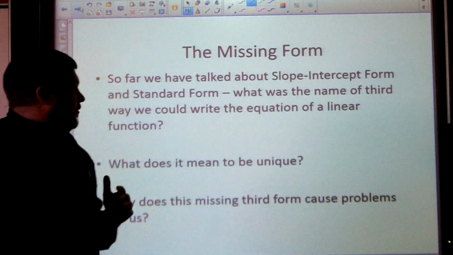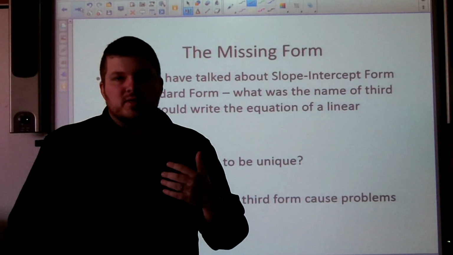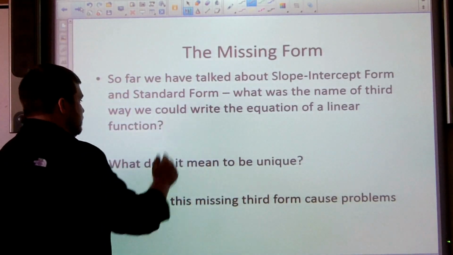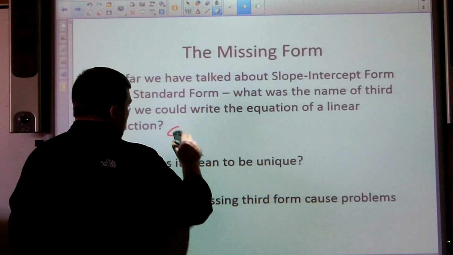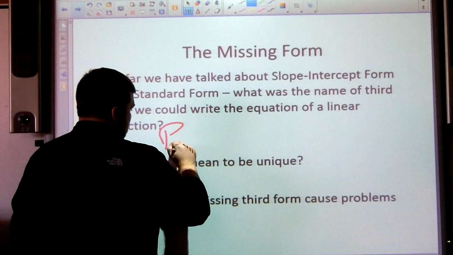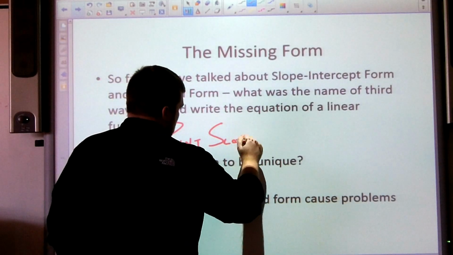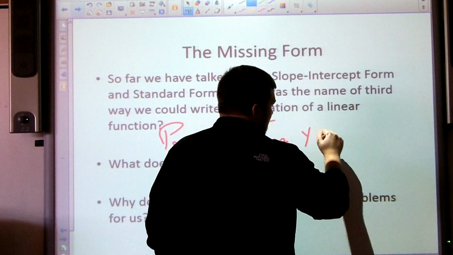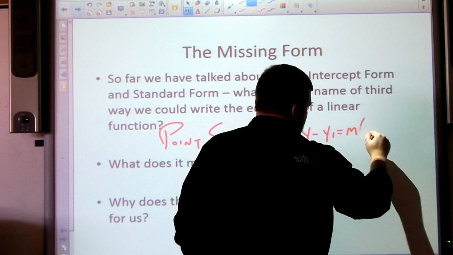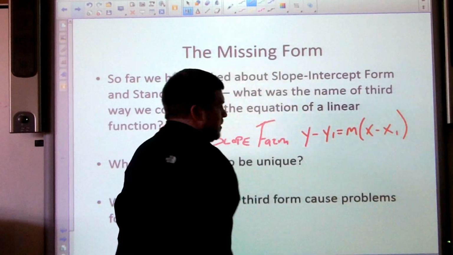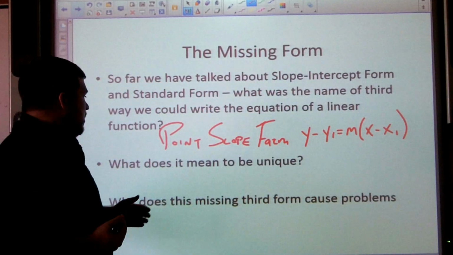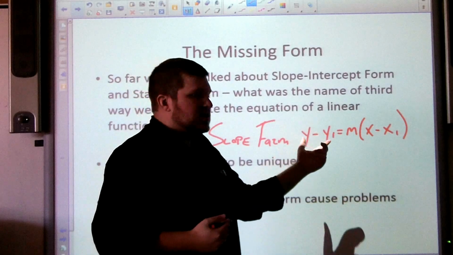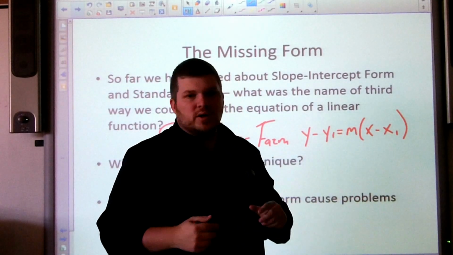So far we talked about the slope-intercept form and the standard form. What was the name of that third format that you learned in Algebra 1 that we haven't really discussed so far? Sorry, not standard form, but point-slope form. That's simply y minus y1 is equal to m times x minus x1. Here I need exactly 1 point and I need the slope. So I'm going to have my x1, y1, plug it in, and my slope, plug that in.